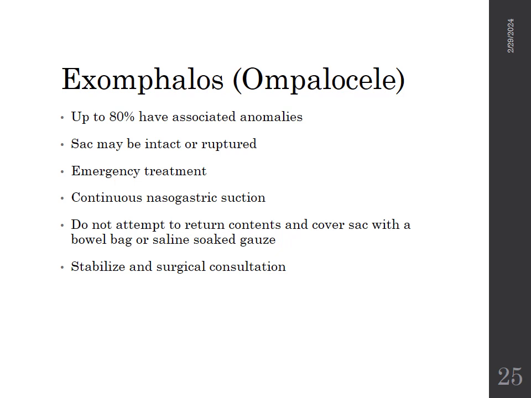Exomphalus or omphalocele, as we said, the intestine is protruding in the umbilical defect. Amazingly, up to 80% will have associated anomalies all over the body. So we need to search in these patients for any associated anomaly because the percent is so high. It's very important to know that the sac may be intact or it may be ruptured. So if I find the intestine visible, it may actually be an omphalocele, but the sac has ruptured, and we will see a photo of the omphalocele and a photo of the gastroschisis soon.